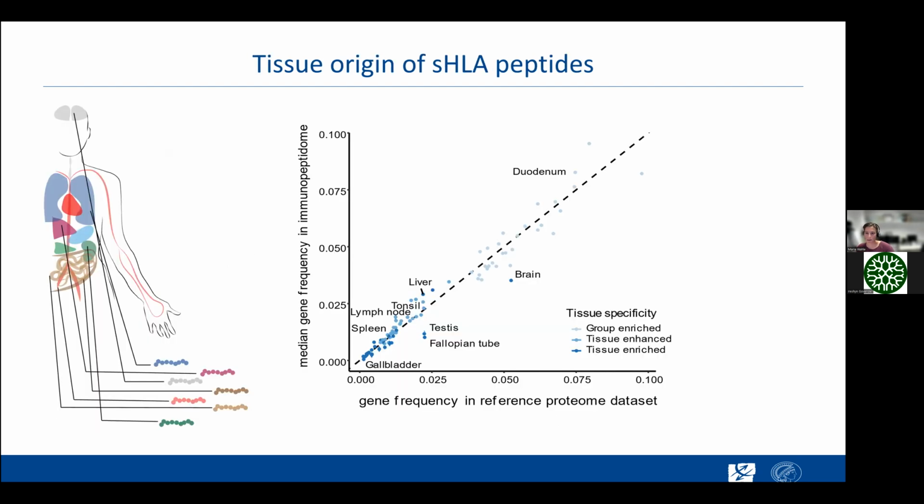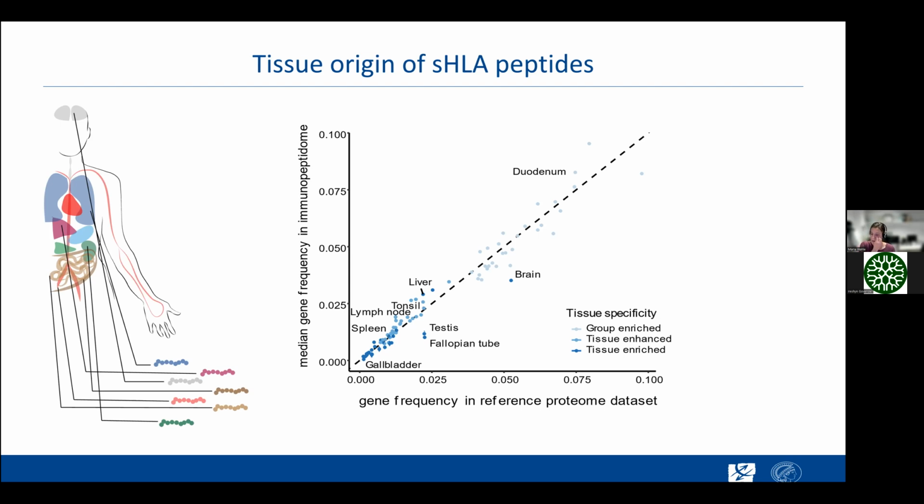If we take those sHLA peptides now and we map them on top of a proteome data set, we see another very interesting picture here. So this graph is a bit of a handful. I will take a minute to actually explain it in a bit more detail.